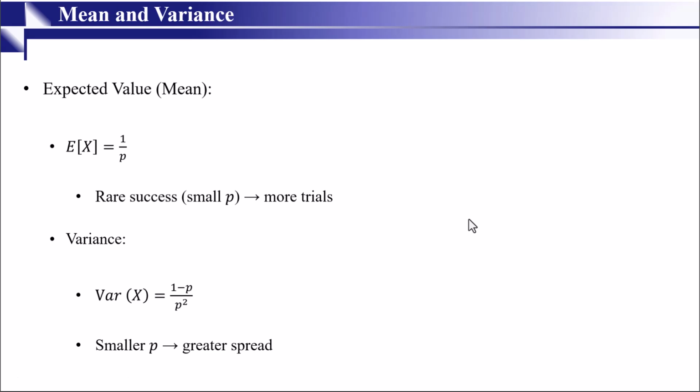Then we can go for the expected value or mean for geometric. The expected number of trials until the first success is simply E(X) = 1/p. This makes sense. If success is rare, you can say a small p, it takes more trials on average. Then variance is simply Var(X) = (1 - p)/p². The spread increases as p decreases, reflecting greater uncertainty with rarer success.